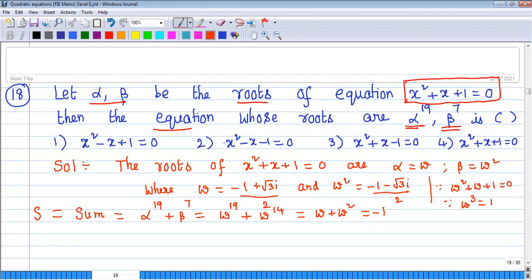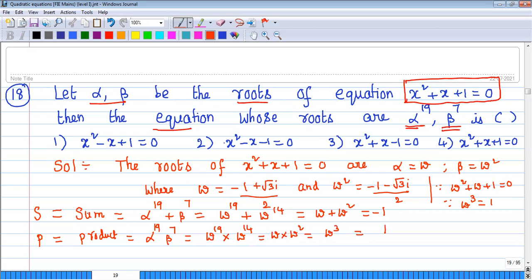Let us find out the product of the roots. Product is equal to alpha to the power of 19 into beta to the power of 7. Alpha to the power of 19 is omega to the power of 19 into beta to the power of 7, that is omega to the power of 14. That's nothing but omega into omega square, omega cube. See, omega cube is equal to 1.